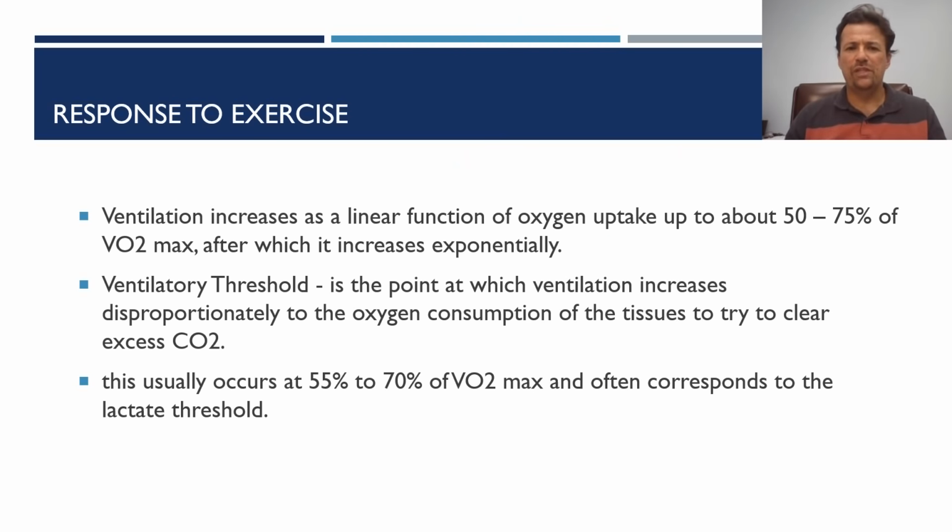Now, when we're thinking about respiration, your ventilation rate will increase with the amount of oxygen that's taken up until you reach about 50 to 70% of your VO2 max. After that, you'll see there's a sudden exponential increase. And when you get this sudden exponential increase, that's called a ventilatory threshold. It's a point at which there's a sudden increase in carbon dioxide that's not lining up with the amount of oxygen you're consuming. Your body's now producing too much carbon dioxide and you cannot clear it quickly enough. So you start to breathe a lot faster. And this often corresponds to the lactate threshold. And this is something that you need to be aware of if you're an athlete.